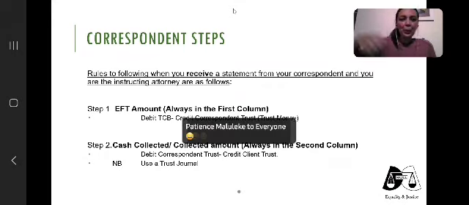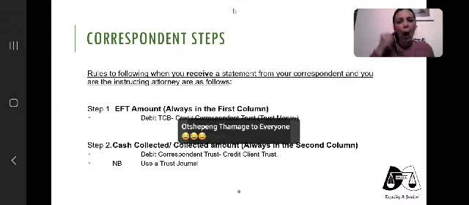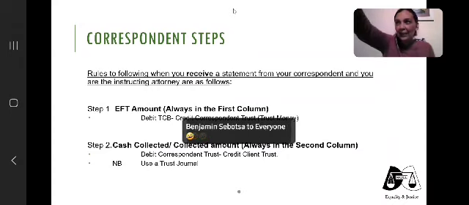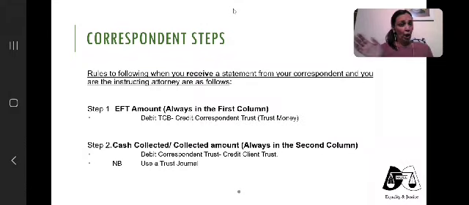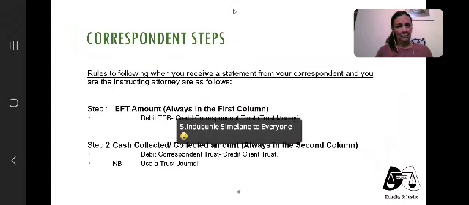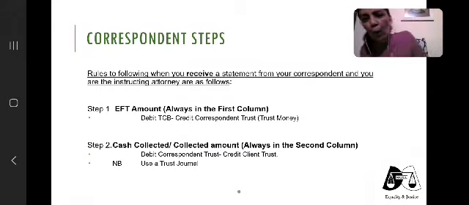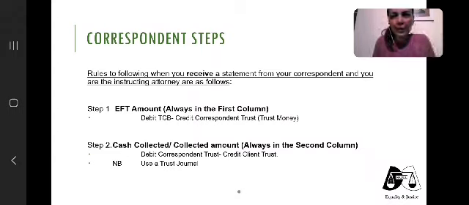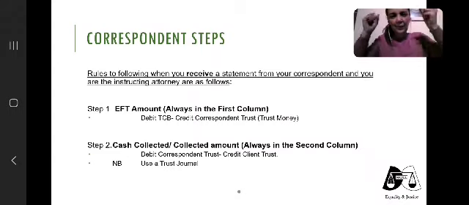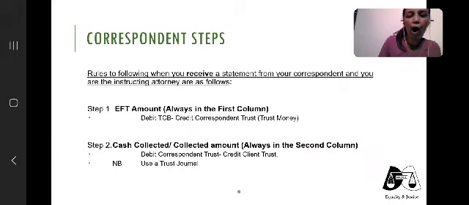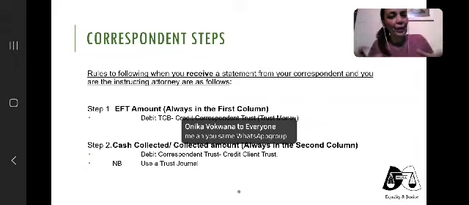Step 1 is to deal with the EFT amount that came into trust. I will hold it on behalf of the correspondent attorney, the instructed attorney, not my client. Step 2, I will deal with the collected amount. I'm going to record the money value of what the correspondent attorney collected on behalf of my client. I'm only recording money value.